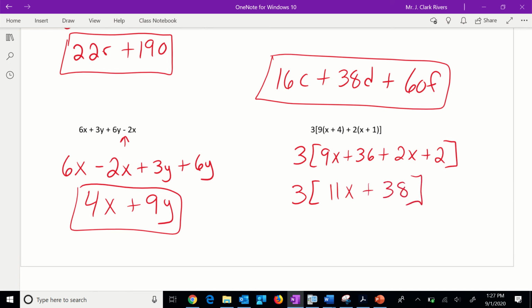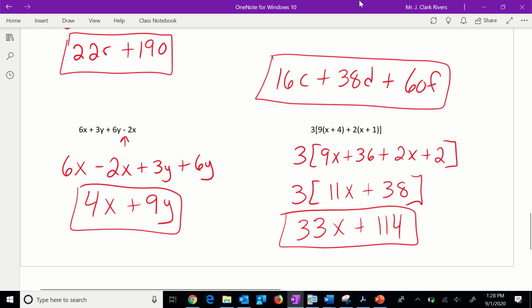Now I'm going to distribute. Pause the video now and do it on your own. We get 33x plus, okay, 3 times 30 is 90. 3 times 8 is 24. 24 plus 90 is 114. We cannot combine 33x plus 114, so we are finished.